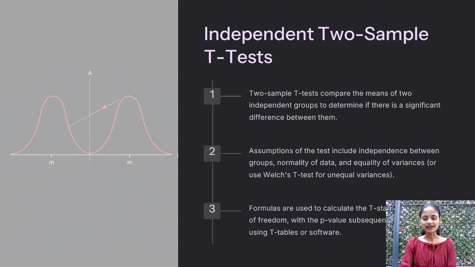Independent two sample t-test. There are three. First one, two sample t-test compares the means of two independent groups to determine if there is a significant difference between them. Second one, assumptions of the test include independence between groups, normality of data, and equality of variance. Third one, formulas are used to calculate the t-statistic, degrees of freedom and the p-value using t-table or software.